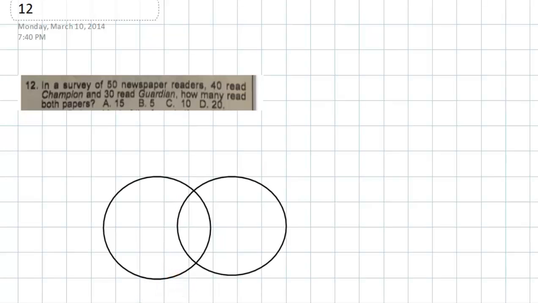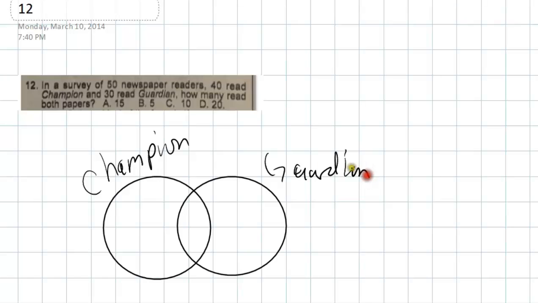So, essentially, here we have 50 total newspaper readers, okay? 40 read Champion, 30 read Guardian. How many read both? So what you want to do here is label one of these Champion. The other one will be the Guardian. And of course, in between is where they intersect, the inclusion of both.